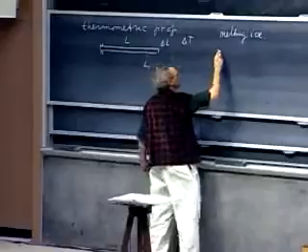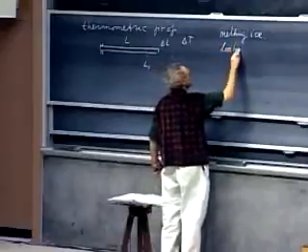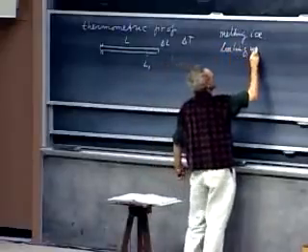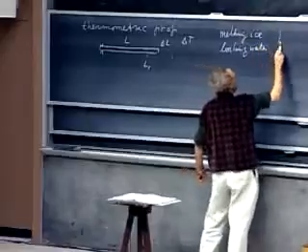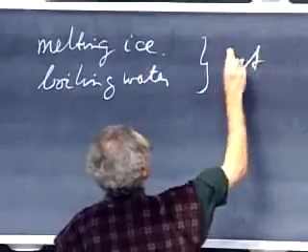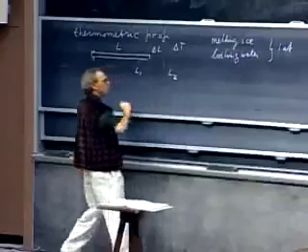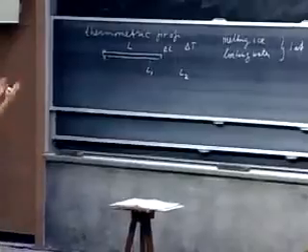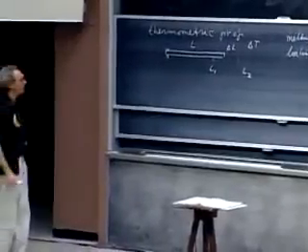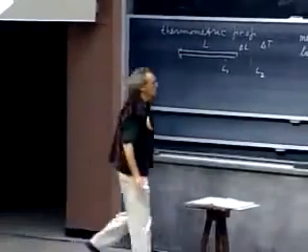Then I could put the whole thing in boiling water, and I do that at 1 atmosphere pressure, and then I say, aha, I call that the length L2, and those are my reference points for my temperature scale.